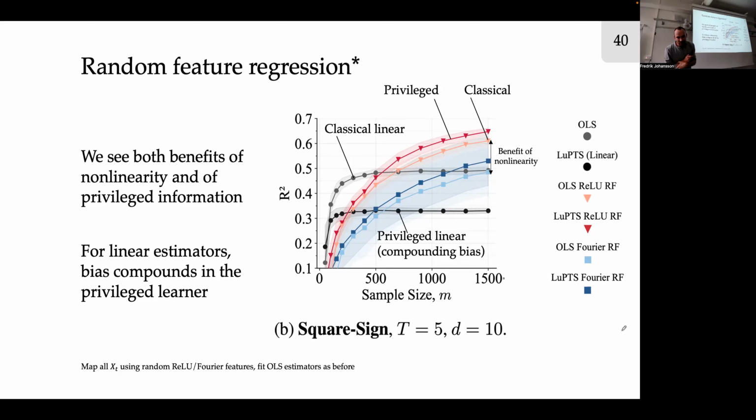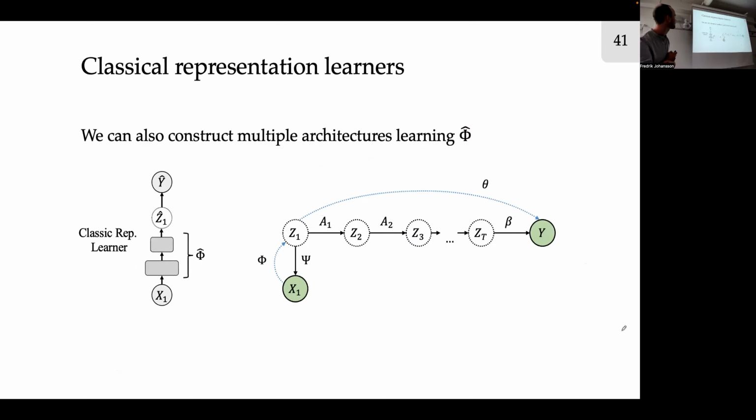We can of course do neural net stuff too. So instead of doing random feature embeddings, we can learn a representation. A classical representation learning would just take your X1, produce some Z, and then predict Y. This part is nonlinear, this part is linear. So it's doing this kind of prediction that I illustrated before.